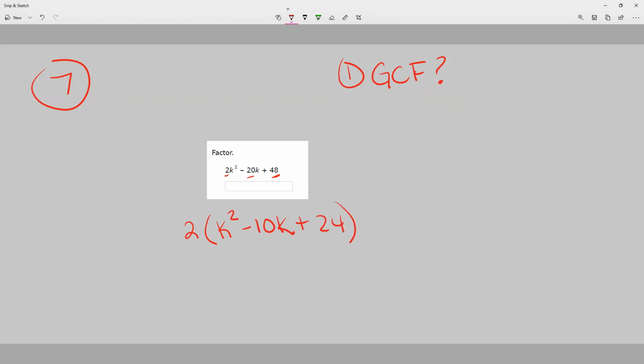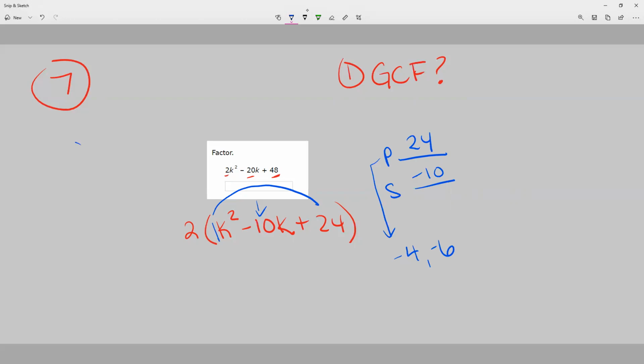Now, once I did this first step, the greatest common factor of 2, I can go through and do product and sum. This one is pretty easy because it has a coefficient of 1 here. So when I do product, I'm really doing 1 times 24, so 24. And then sum is negative 10. I'm looking for two numbers that multiply to be 24 and add to be negative 10. Hopefully you feel comfortable with 4 and 6, because if I add a negative 4 and a negative 6 together, I get negative 10. But if I multiply those two negative numbers, I get that positive 24.